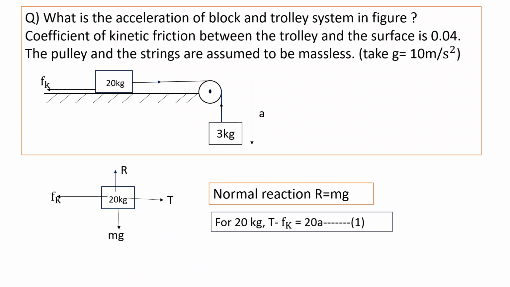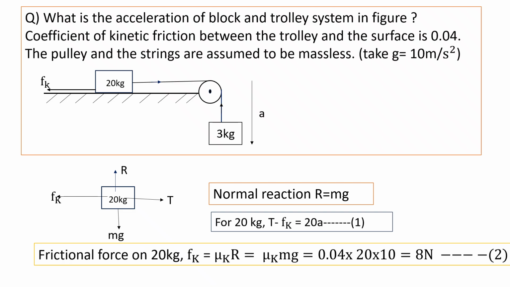So we can write for 20 kg, T minus Fk is the force for acceleration, that is m into a, or 20 into a. So for 20 kg, T minus Fk is equal to 20 into a. Next, the frictional force Fk is equal to mu k into R. R is equal to mg. So substitute mg instead of R. Mu k is 0.04, mass is 20 and g is 10. So we get Fk is equal to 8 Newton.